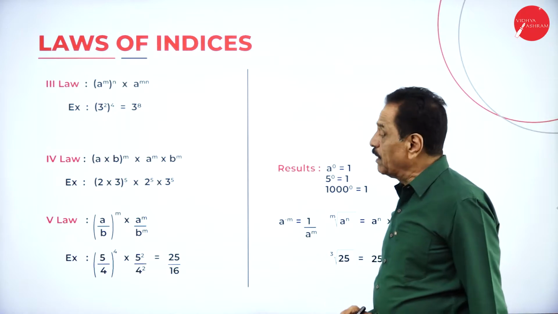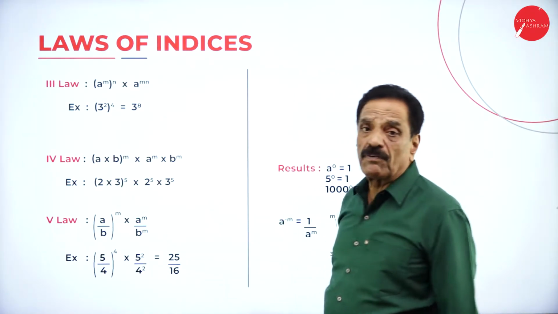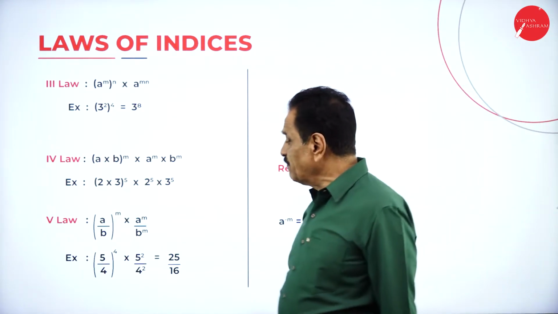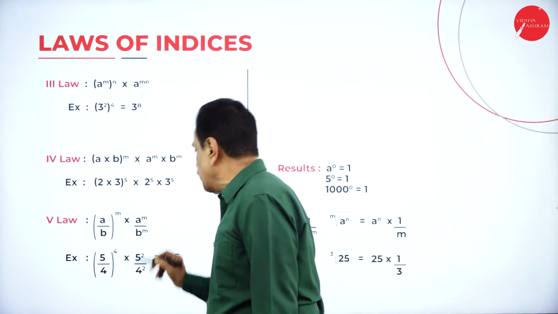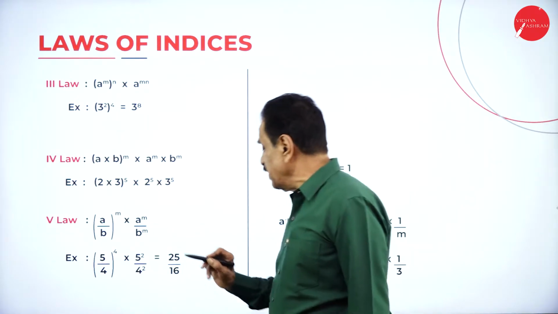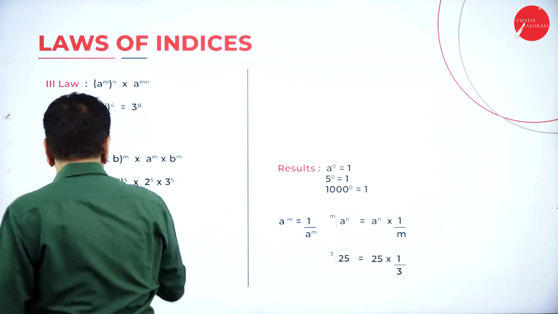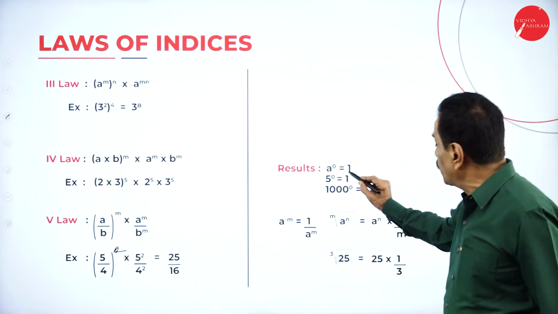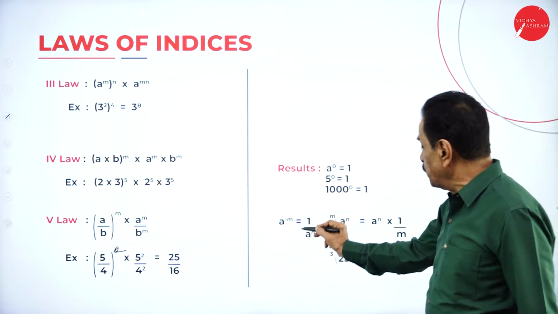(ab) to the power of m is a to the power of m, b to the power of m. So (2 into 3) to the power of 5 is 2 to the power of 5, 3 to the power of 5. The fifth law says (a by b) to the power of m is a to the power of m divided by b to the power of m. So (5 by 4) to the power of 4 is 5 to the power of 4 divided by 4 to the power of 4. This is nothing but 5 to the power of 2 divided by 4 to the power of 2. Anything to the power of 0 is 1. And a to the power of minus n is 1 over a to the power of n.